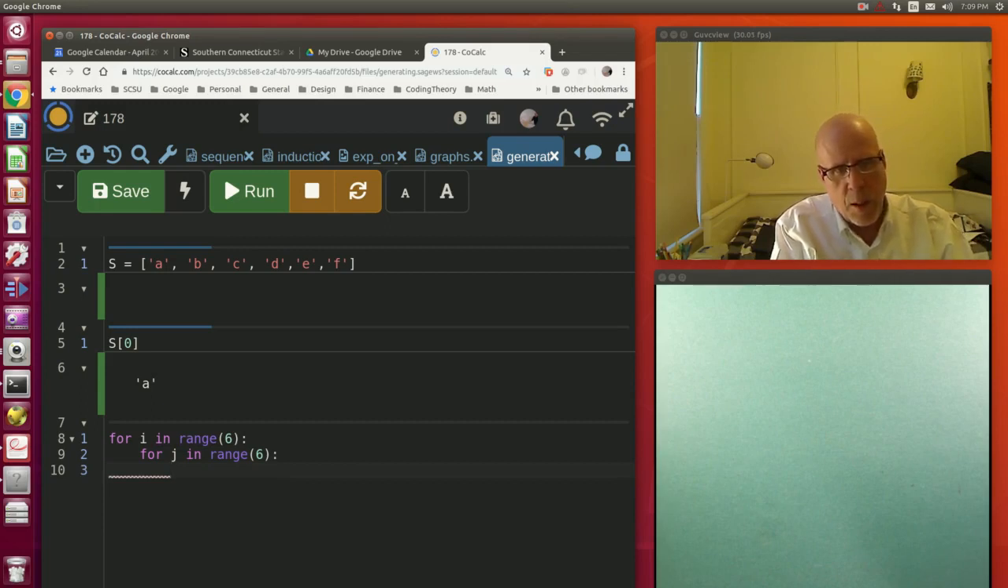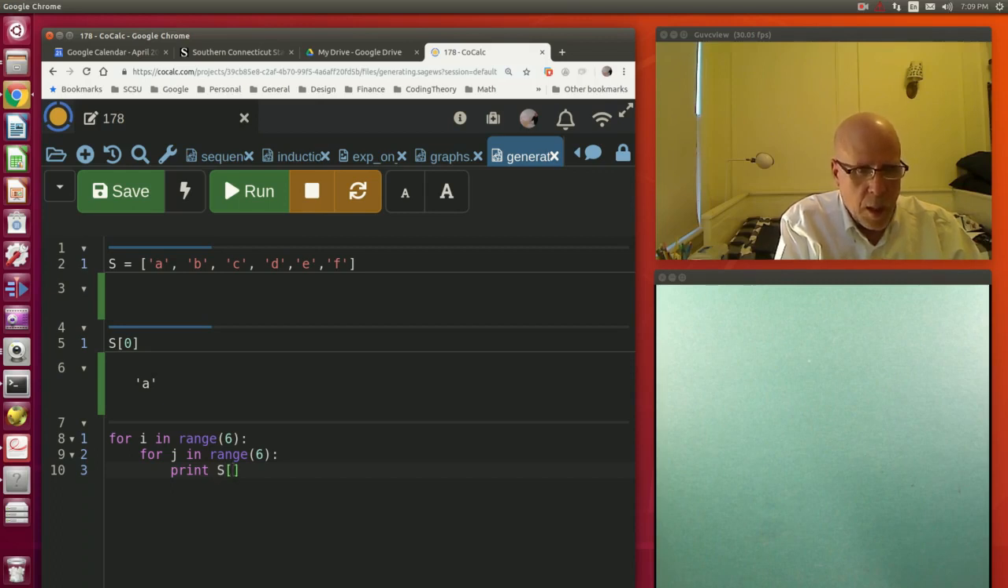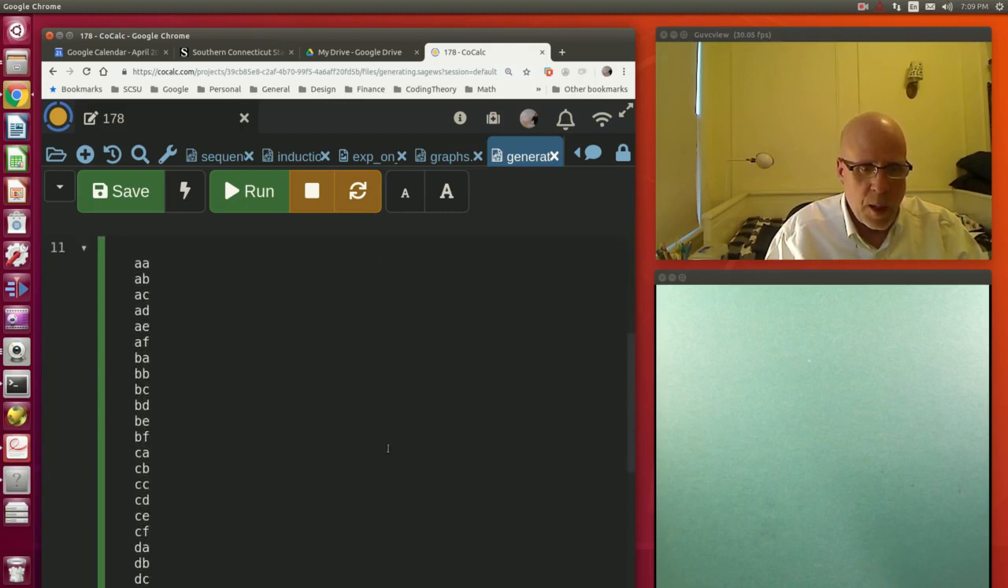I'm letting two variables each independently run from 0 to 5. So the way I can see what's going on in here is to print, let's see, I want the ith element of j and the jth. Did I just say that wrong? I think the ith element of s and the jth element of s, adding together, because these are characters, it just concatenates them into a string. And there you go. So you see what we're getting out of that. It's all the possible two-letter words.